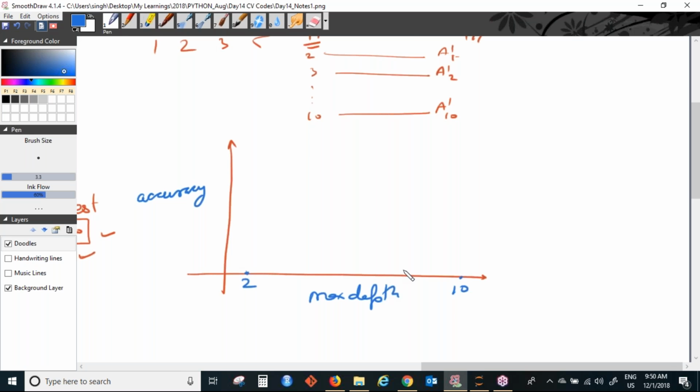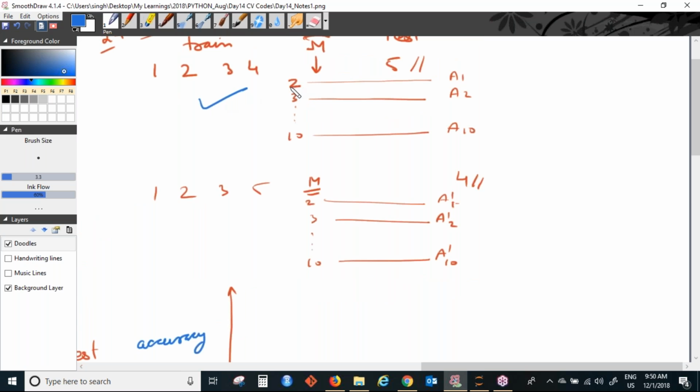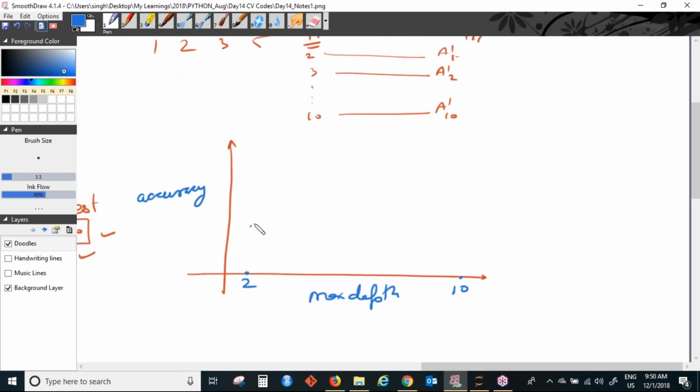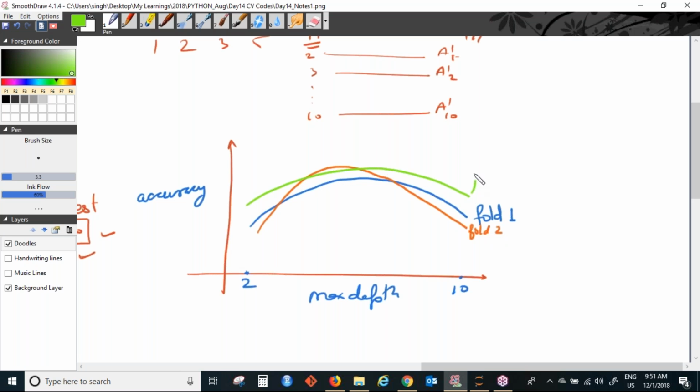Now I will go to the first model. This is my first model. I will see for a depth of 2 what is the accuracy. So I will plot it. For the first model I will plot it, and I will call it, let's say, fold 1 or part 1. Similarly I'll do it for the other parts. Let's say this is for part 2. This is fold 2, and so on. This is fold 3, and so on.